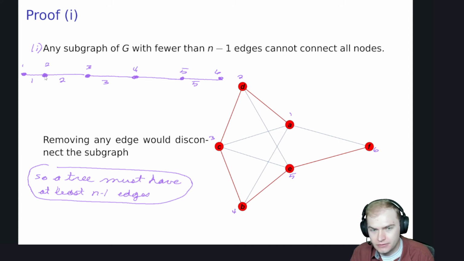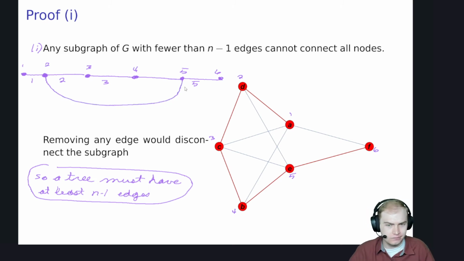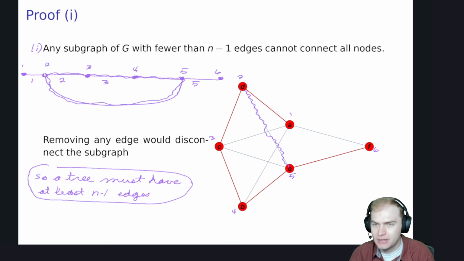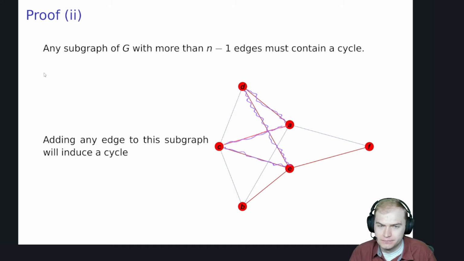2 and 5 are connected in G, so there exists an edge here. Suppose we added this edge. Suddenly there's a cycle, right? We can get from 2 to 5 and then straight back to 2. We don't want that in a tree. Adding any edge to this subgraph will induce a cycle. Hopefully you can see that, and maybe you can see how that extends to more general problems.